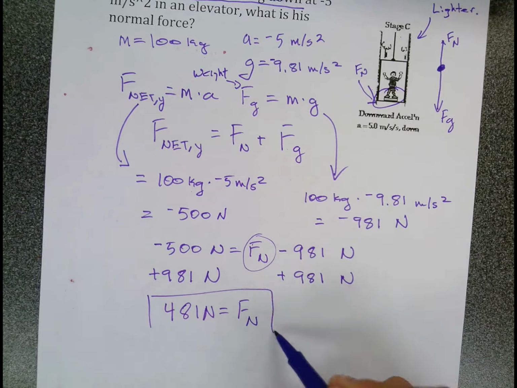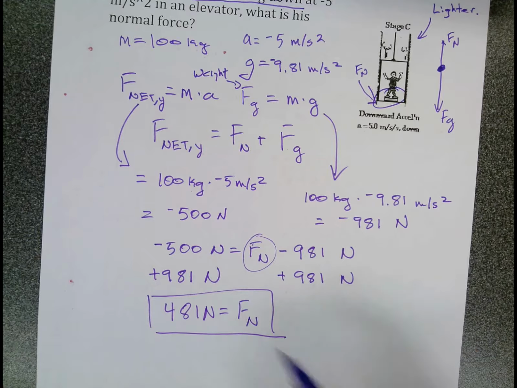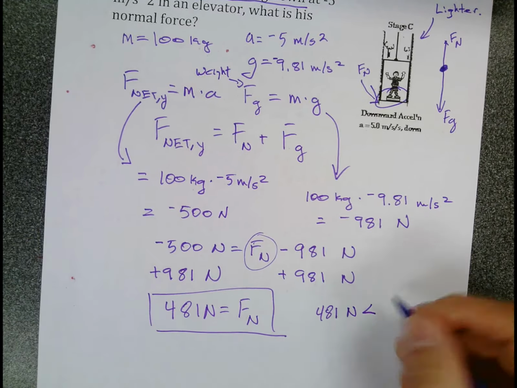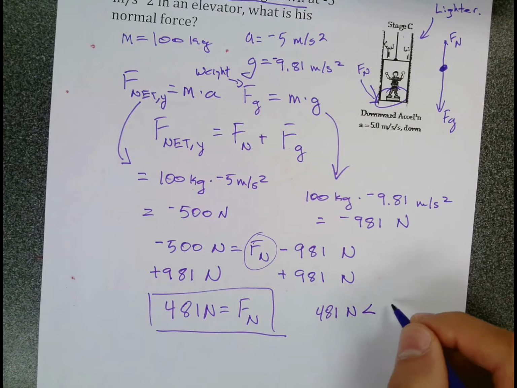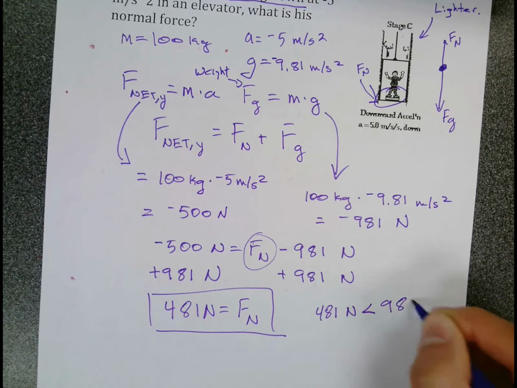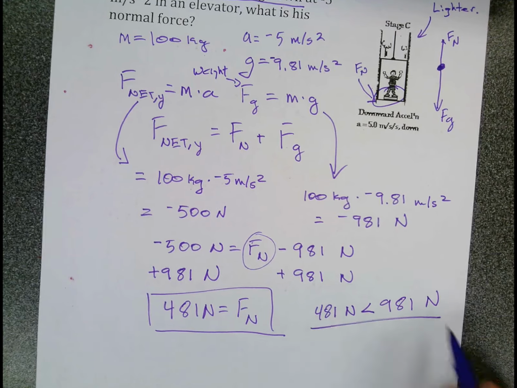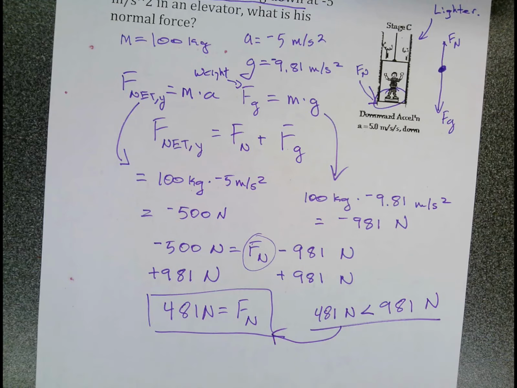And if you look at this normal force of 481 newtons, it is less than his normal force of 981 newtons, which is what happens at constant speed or rest. So there you have a proof that you get lighter when you accelerate down.